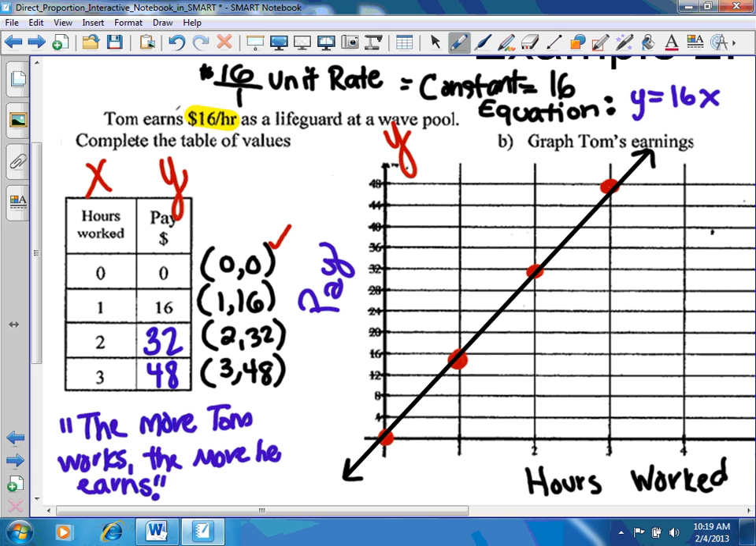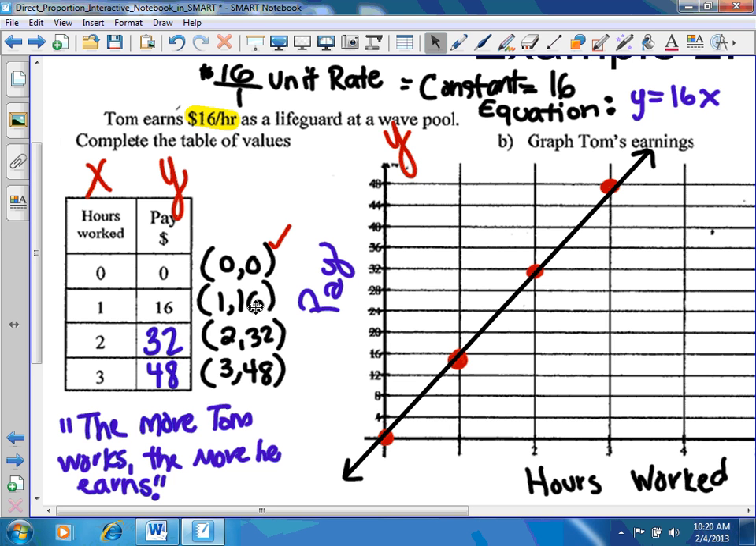What do you think? Hard, easy? Easy. Good. Okay, are we good? So we got the unit rate from the problem, which gave us the equation. We finished the T table, got our ordered pairs off the T table, plotted, labeled our x and y, and drew our line. Good? So every problem's going to be like that, all those steps. They're all different kinds.